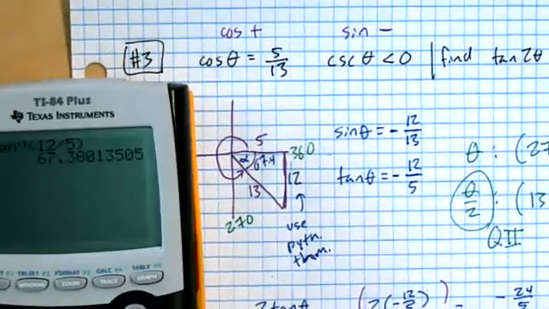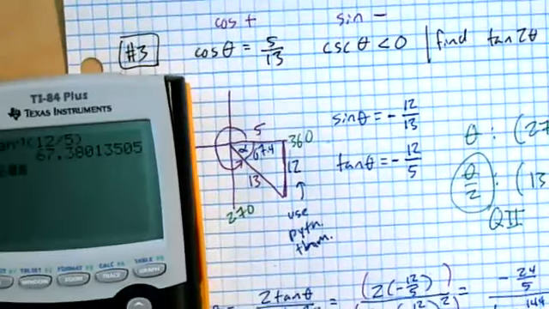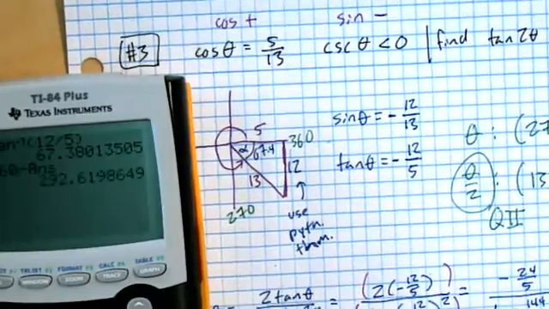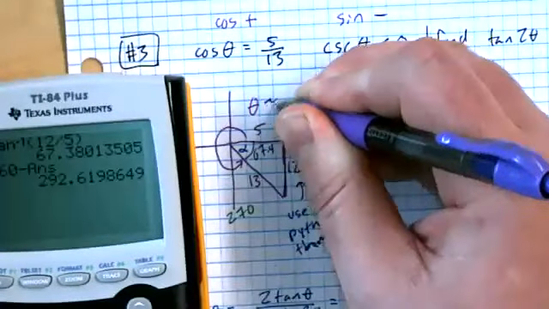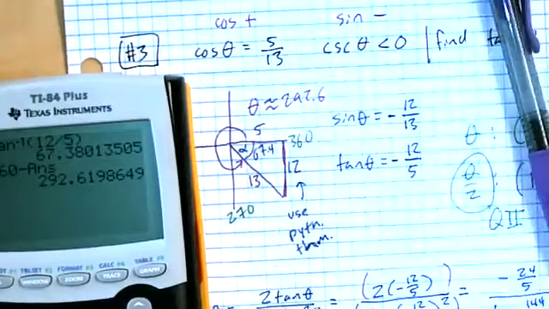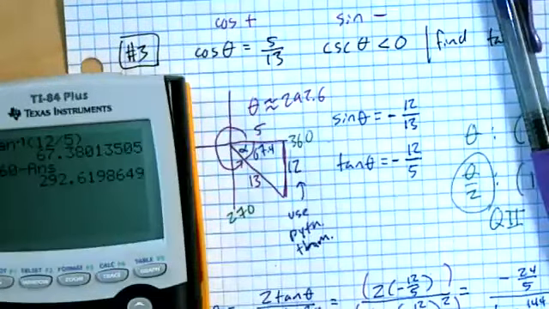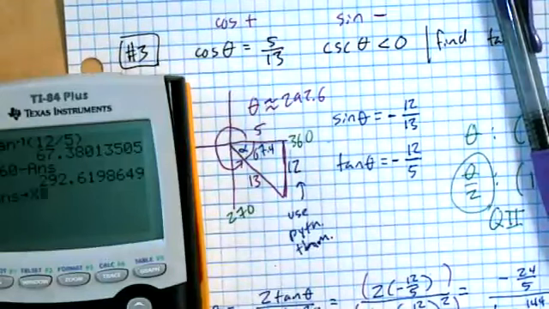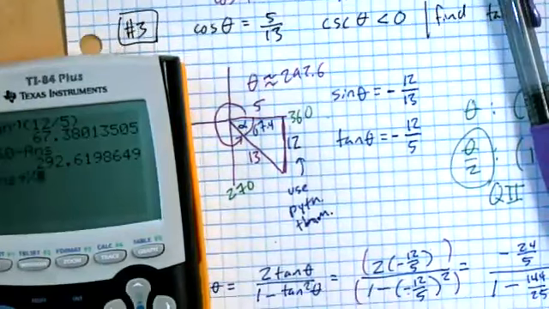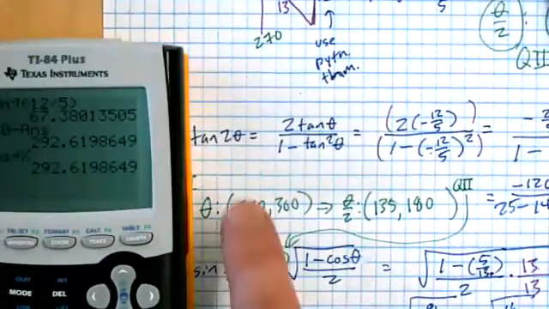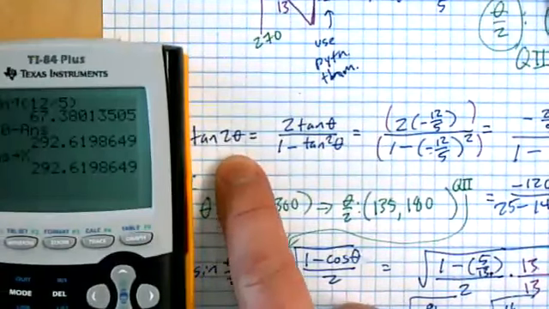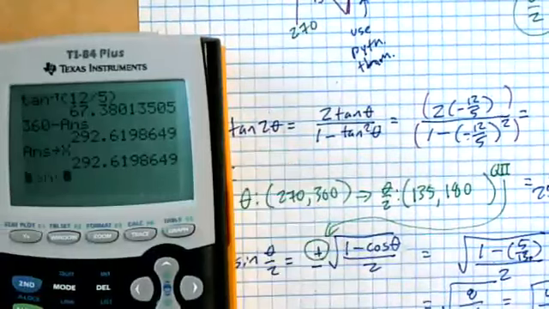Subtract it from 360. Okay, so I could go 360 minus second answer. So that's theta. So theta is about 292.6. Y'all remember how to stow that into whatever you want to stow it. I'm going to stow it into x. X is representing theta. All right, now check it out. I'm going to do the tangent of 2x.